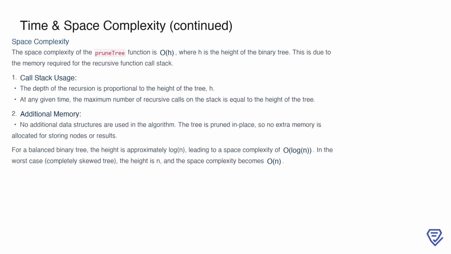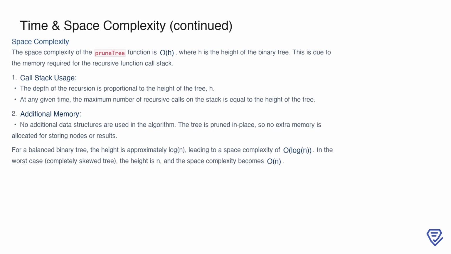The space complexity of the pruneTree function is O(h), where h represents the height of the binary tree. This is because the algorithm uses recursion, and each recursive call consumes memory on the call stack. The depth of these recursive calls corresponds to the height of the tree. For example, in a balanced binary tree, the height is approximately log n, leading to a space complexity of O(log n). However, in the worst-case scenario, where the tree is completely skewed, either left-heavy or right-heavy, the height could be equal to the total number of nodes, n. In that case, the space complexity would increase to O(n).